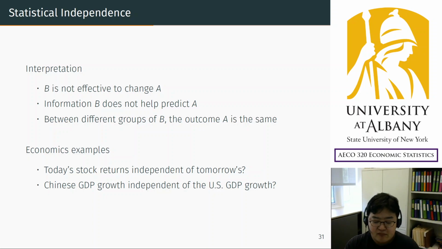So independence itself is one of the key concepts in many research questions and in many analyses. So we are going to study it a little more carefully.